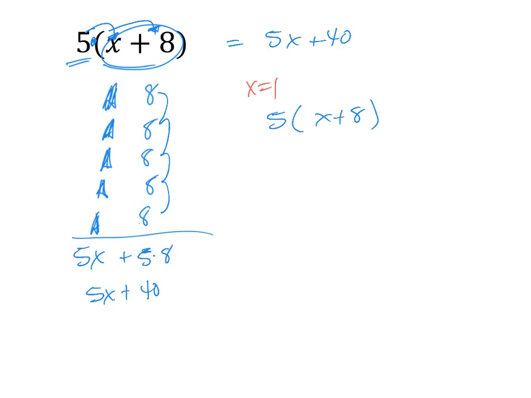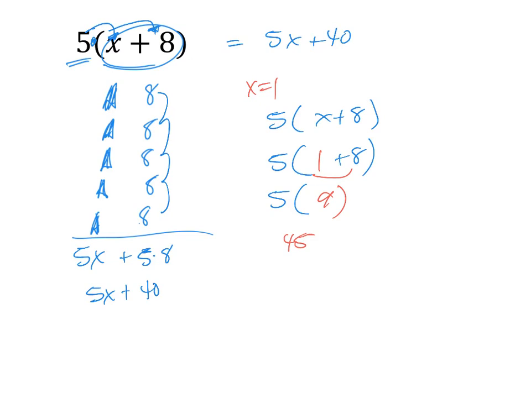and if I plug that in the first expression that we had, 5 times x plus 8, then what we would see is we have 5 times 1 plus 8, which would be 5 times 9, because 8 plus 1 is 9. We take care of what's in the parentheses first, and then we multiply that, and that gives us 45.